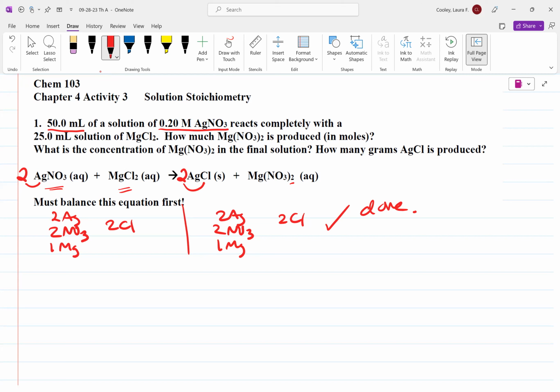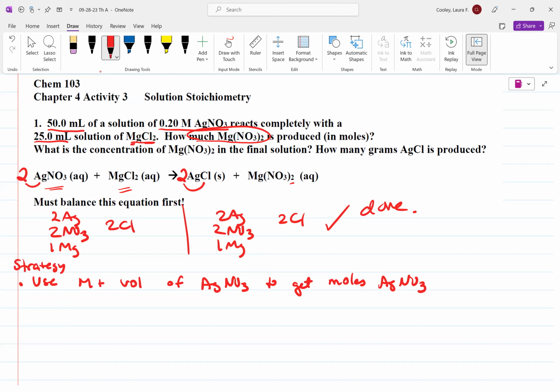Remember the last example, we just added the zinc, it disappears, the volume doesn't change. Here we're adding 50 mL to 25 mL. But we don't know the concentration of the MgCl2. That's what we're trying to find out, is how much product is produced. So we're just going to use the molarity and volume of the AgNO3 to get moles of AgNO3. And then what is the second step going to be? So this is my strategy. What's the second step? Once I have the moles of AgNO3, what am I looking for in this problem?